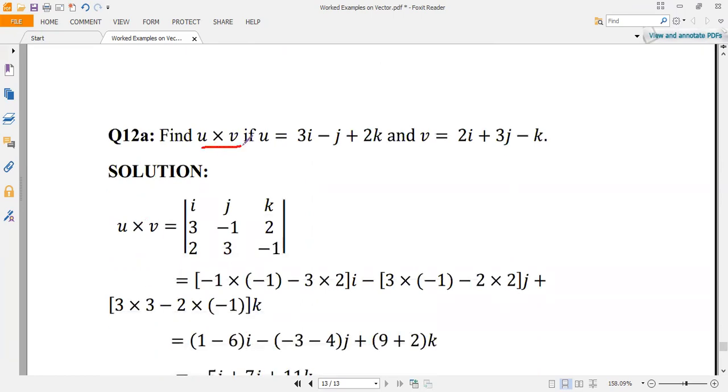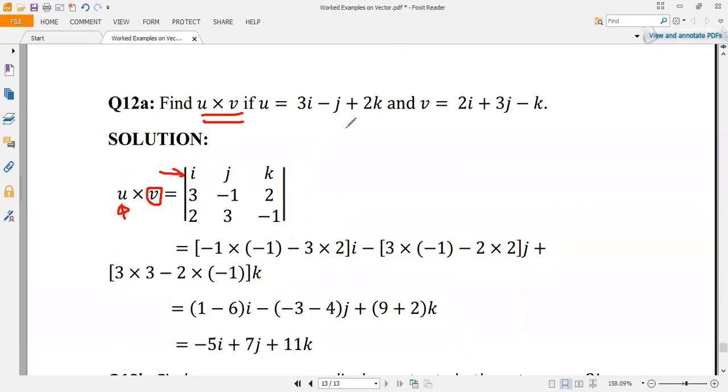The other one is the cross product of two vectors. The cross product of two vectors is another vector, which is easily obtained by using the concept of a determinant. So we write first the ijk on the first row, then the second row will be written for the first vector, and the third row will be given to the second vector. So using the determinant concept, we can find the cross product of two vectors.